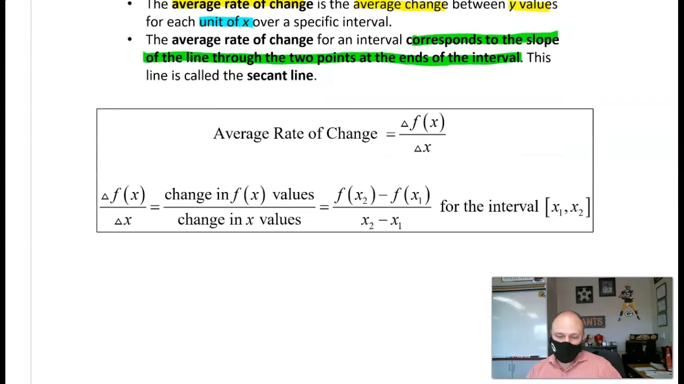So the average rate of change formula is delta f of x over delta x. And some people freak out with function notation. If the function notation is confusing you, just remember that your f of x values are the same thing as your y values. So I can calculate the change in f of x values: f of x2 minus f of x1, the function evaluated at those two x values, divided by the difference in our x values.